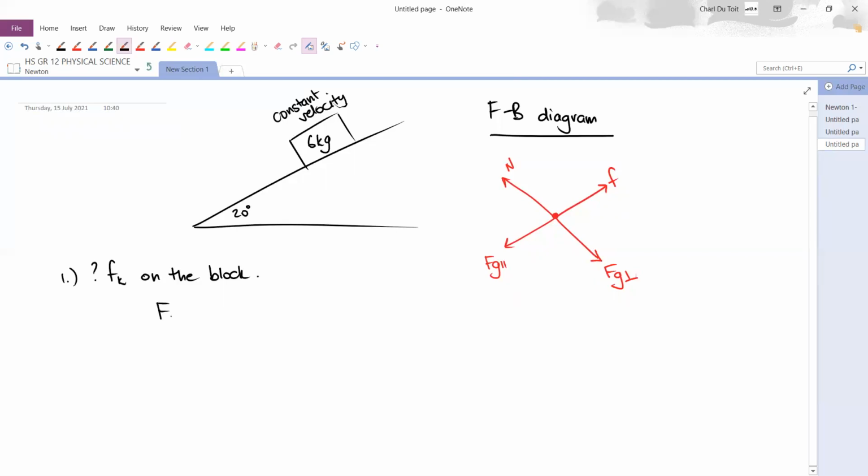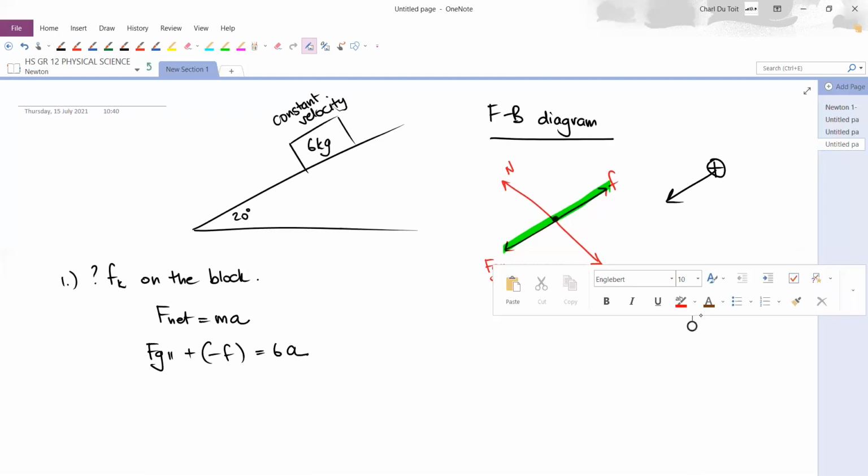I'm going to do F net equals MA, Newton 2. You have to write that equation if you're using a Newton 2 principle. And then I'm going to look at the two forces that are parallel with the surface. And I'm going to choose a direction as positive. So the FG parallel component is positive, and the frictional component is negative, and that equals 6 times A. Well, I've left out something.